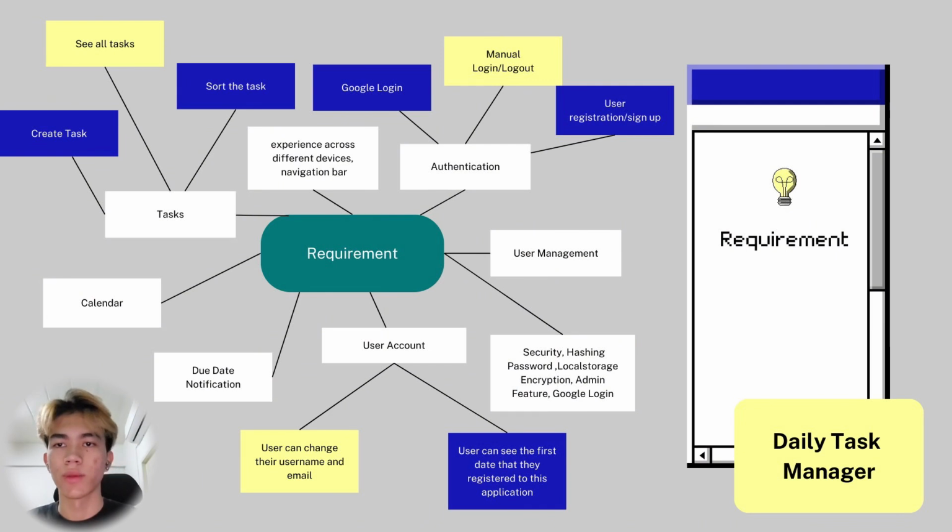So this is our requirement. We have tasks, where users can create tasks, sort tasks, or see all the tasks. A seamless experience across different devices with a navigation bar. Authentication, which has Google login, manual login and logout, and user registration and sign up. User management and security: hashing passwords, local storage, encryption, admin feature, and Google login.